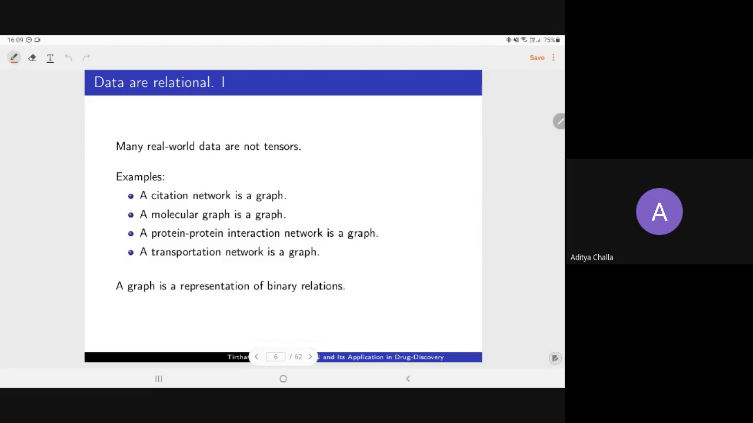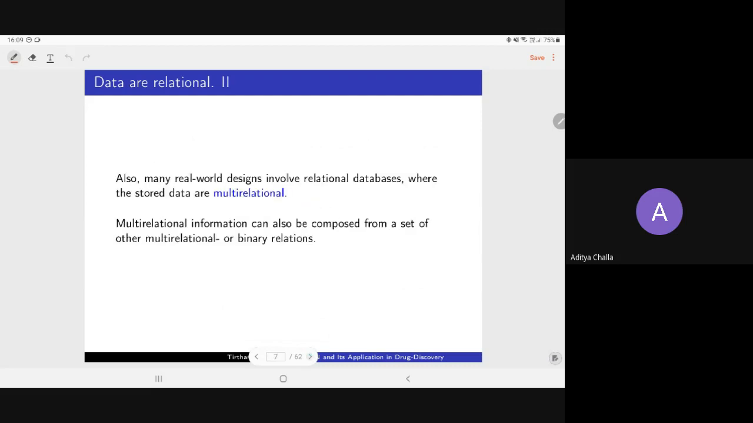So we're trying to look at some application of the kind of work that we have been doing for molecular graphs. Further, many real-world designs involve relational databases where the stored data are multi-relational. And this multi-relational information can also be composed from a set of other multi-relational or binary relations. So we're looking essentially at more complex data than just tensors.